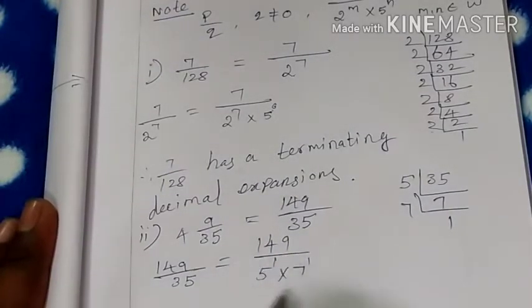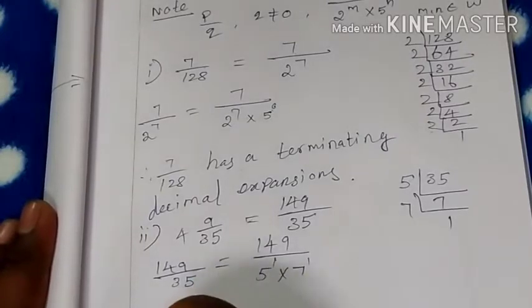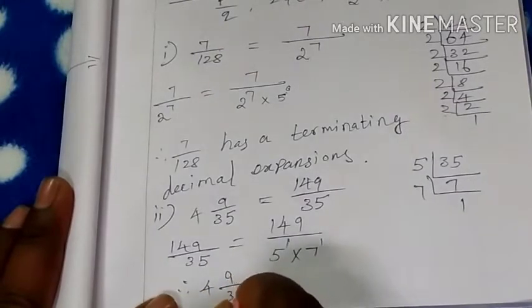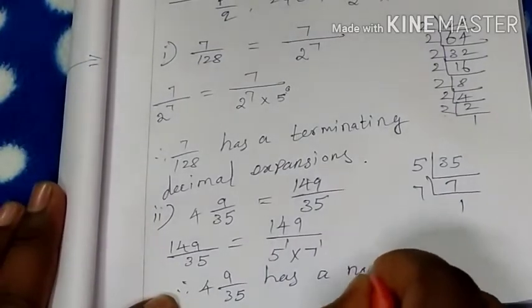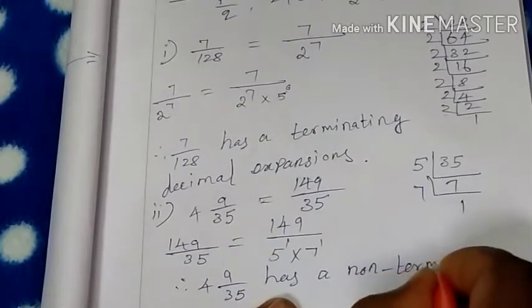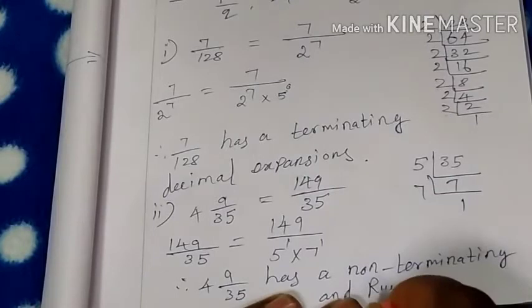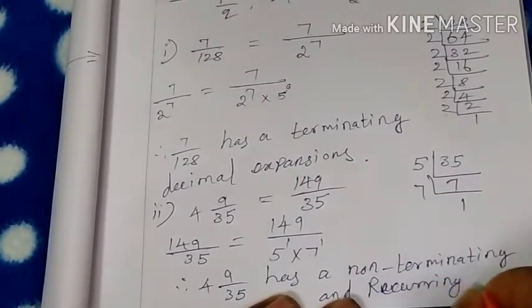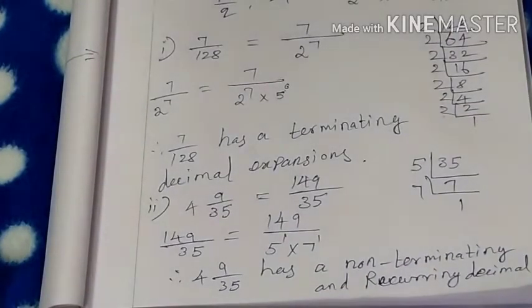But the denominator must be in the 2 power m into 5 power n format. Only 2 and 5 should be the factors in the general form, but here 5 and 7 exist. So the rational number will have a non-terminating recurring decimal expansion. Therefore, 4 and 9 by 35 has a non-terminating and recurring decimal expansion. That's all your answer. Have you understood?